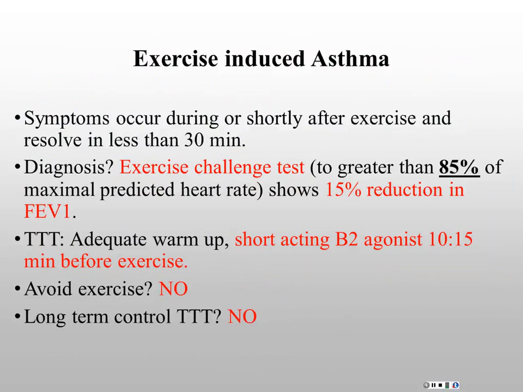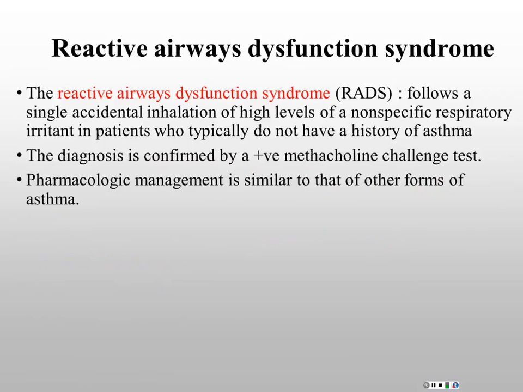Exercise-induced asthma. You shouldn't avoid exercise even if you have exercise-induced asthma. The treatment usually is prophylactic treatment with short-acting beta-agonists before the exercise. If they ask you on the board whether the patient should stop exercise, the answer is no. Long-term control is not required, just short-acting beta-agonists when needed before exercise. If you want to diagnose it, you can do an exercise test, and you have to stress the patient to above 85% of the expected heart rate. In this case you can measure the FEV1, and you will have about a 15% reduction in your FEV1.